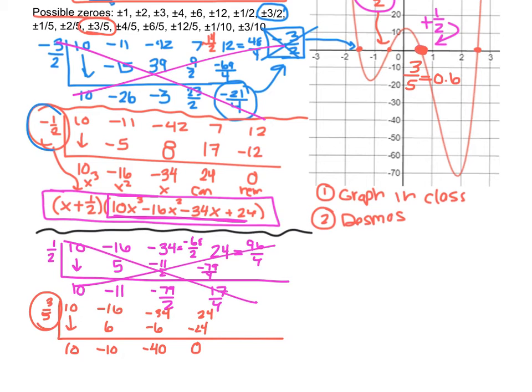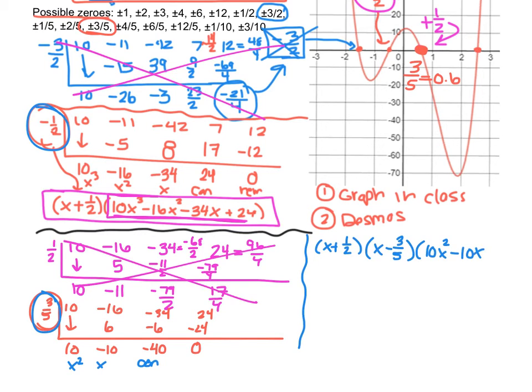We have negative 1/2 and a positive 3/5. So what we can do is we can update our equation here. So we have x plus 1/2. We then have x minus 3/5, because remember it's opposite our k value. And then we can write this as 10. This is our x squared, our x, and our constant. So we have 10x squared minus 10x minus 40.